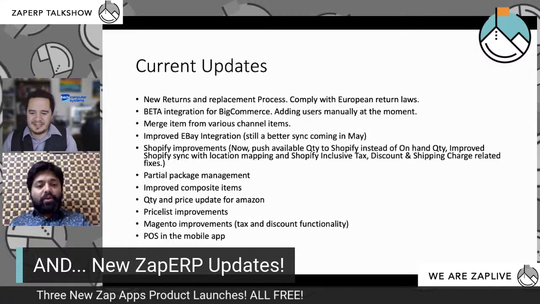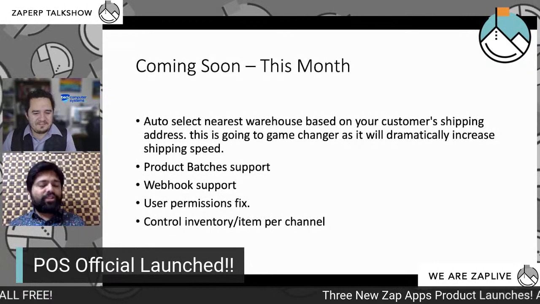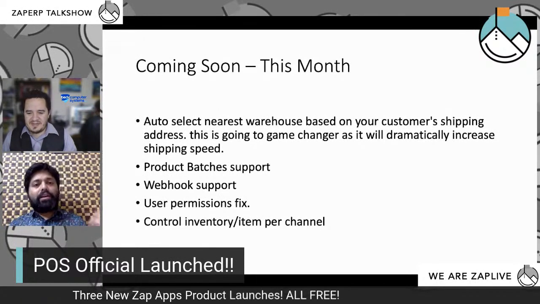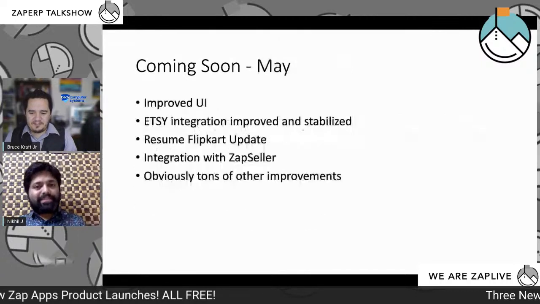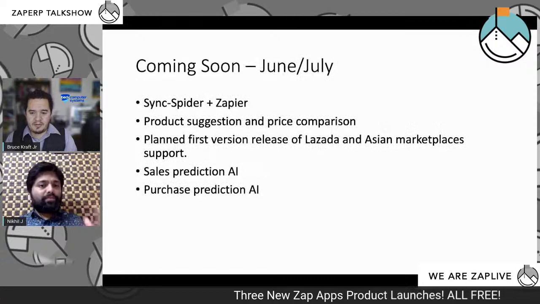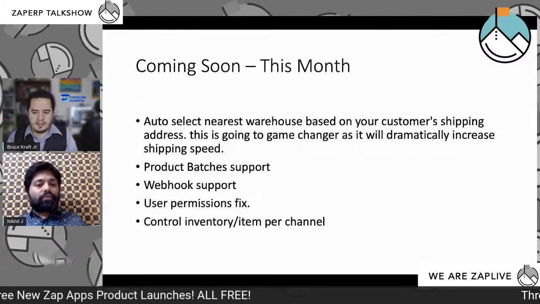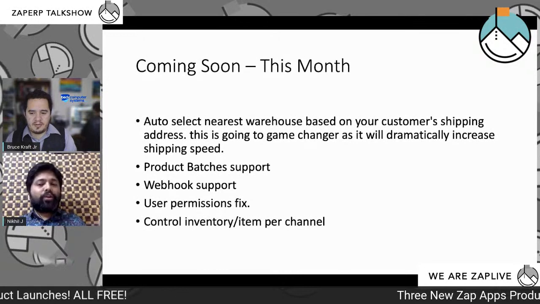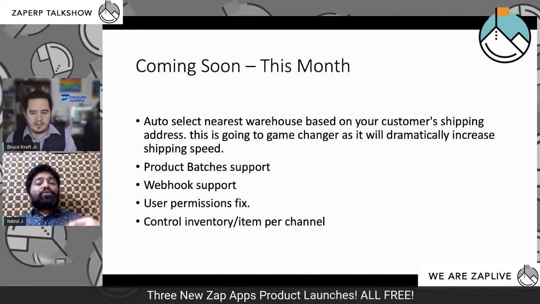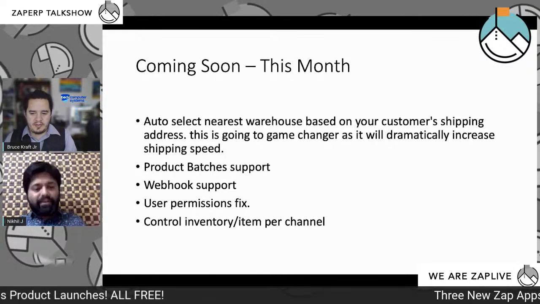Yep. So okay, then we also have some coming soon features, which we have split into 2 months actually. Some of them are coming soon this month, some of them are coming in the month of May, and there are some June and July plans too. So for example, this month we are launching one interesting feature that allows you to select the warehouse based on the customer shipping address.